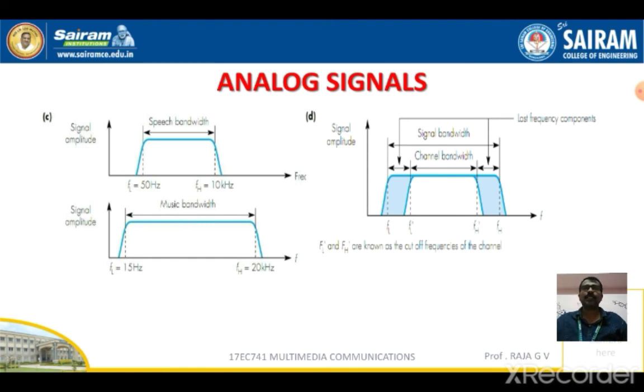Ideally, when an analog signal is being transmitted through the network, the bandwidth of the transmission channel, that is the range of frequencies the channel will pass, should be equal to or greater than the bandwidth of the signal. That means for an analog signal transmitted through the network, the bandwidth of the transmission channel required should be equal to or greater than the bandwidth of the signal.